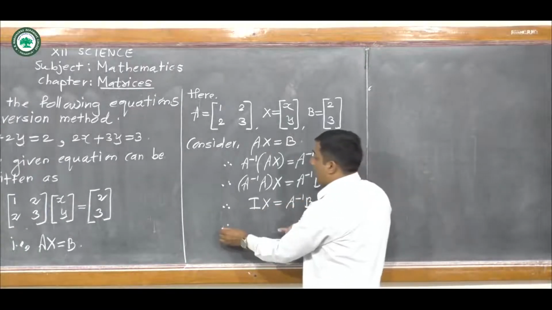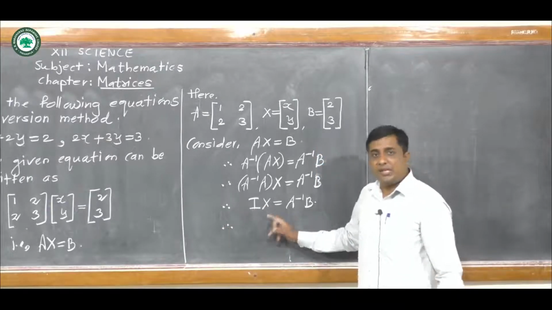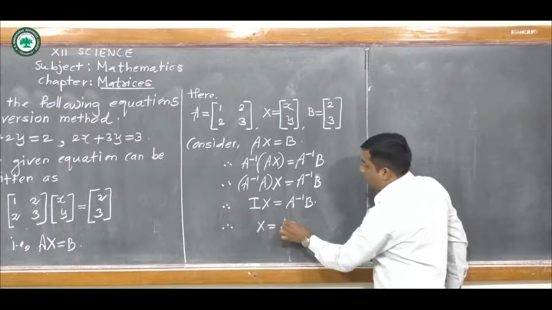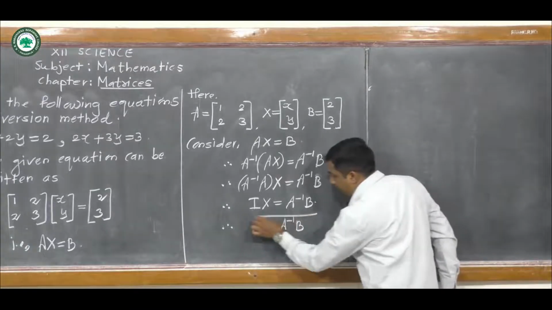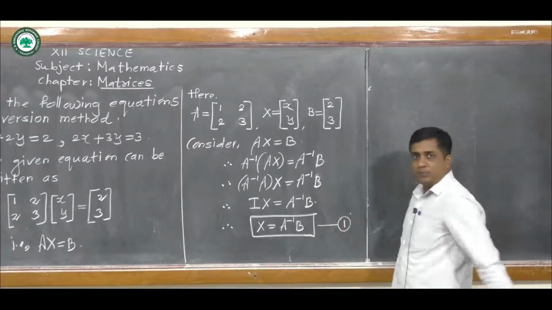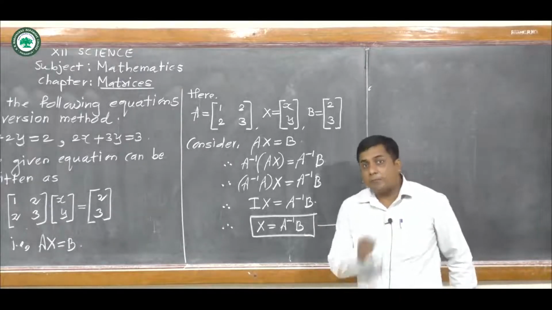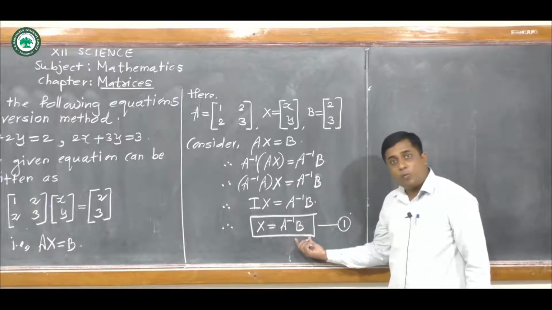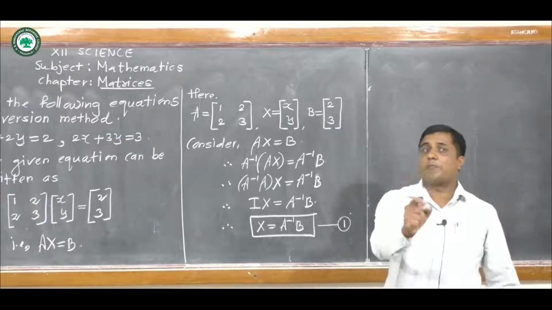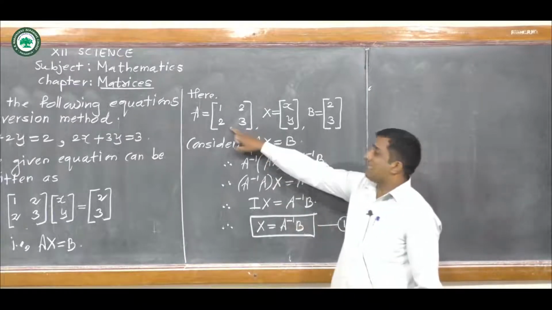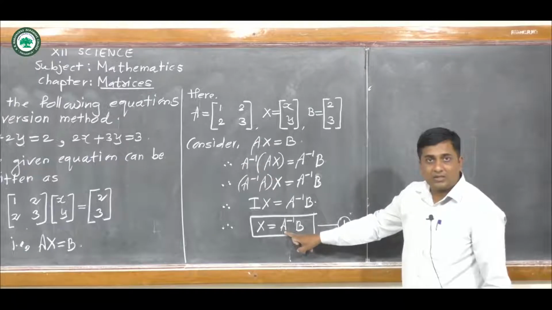Again, here we know identity matrix into any matrix is matrix itself, so here X is equal to A inverse B. Here I write in box and we note this as 1. Since after finding the A inverse, we replace this inverse in this first equation to find the values of the variables. Okay, now we consider this matrix A to find the A inverse.